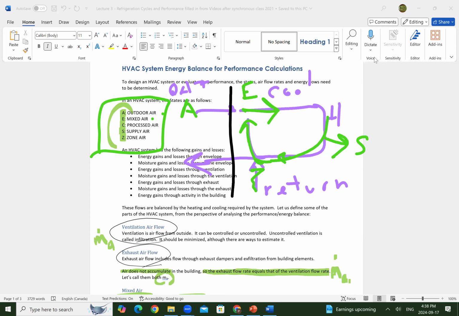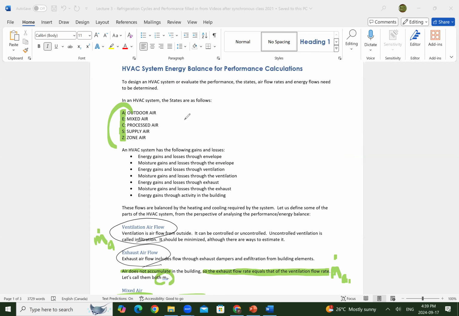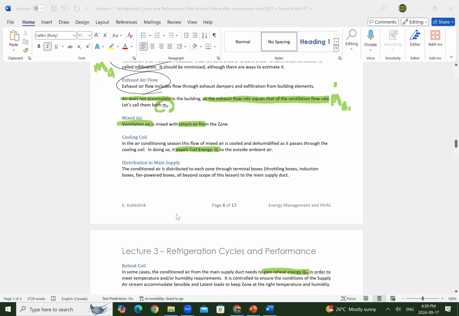So this is our building, our entire building. And then we have to have a zone inside that building that we're supplying to and we're returning from. And we're going to have supply air into that zone, and we're going to have some processed air coming out before it can get supplied into that zone. Okay, so let's look at what this actually looks like: outdoor air, mixed air, processed air, supply air, and zone air in terms of our thermodynamics.